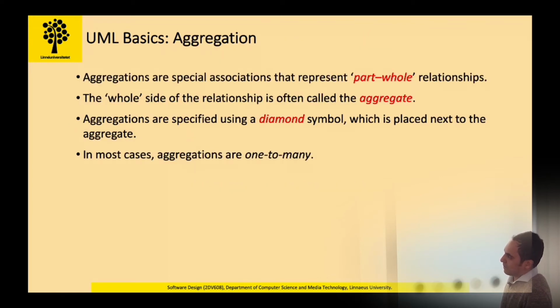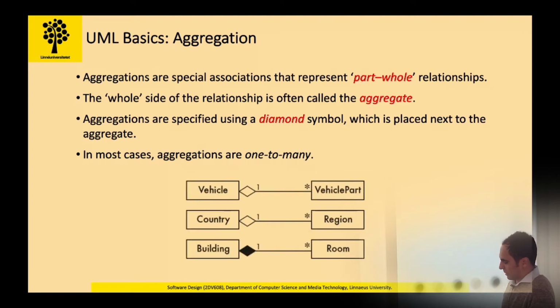The aggregation is also another important aspect of UML diagrams. So those are also common, and I think also very basic. You basically have part-whole, or part-of relationships. So one vehicle will have multiple vehicle parts. One country might have multiple regions. One building might have multiple rooms. So this is very simple aggregation.